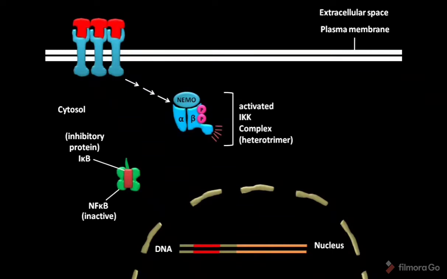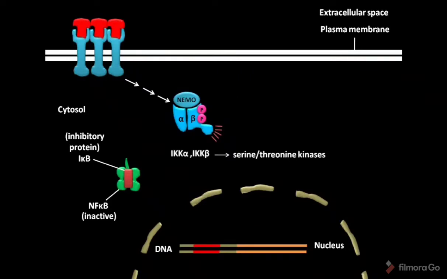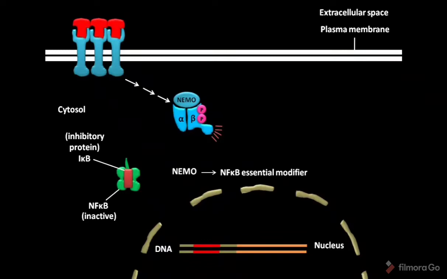This activated IKK complex is a heterotrimer having 3 different proteins: IKK alpha, IKK beta, and NEMO. The IKK alpha and IKK beta are serine threonine kinases. The regulatory protein NEMO stands for NFkB essential modifier. Another name for NEMO is IKK gamma.